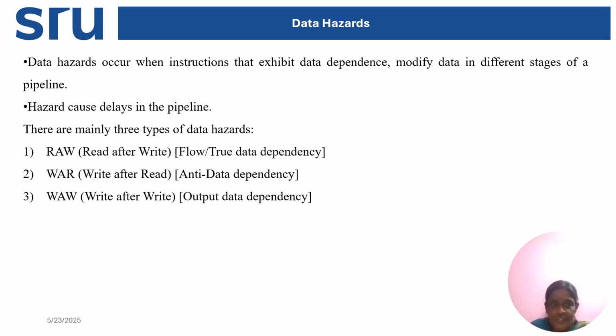So hazard causes delays in the pipeline. There are mainly three types of data hazards. Number one, RAW, read after write. This is flow or true data dependency, another name given to it. And then WAR, write after read, anti-data dependency. And the third one, WAW, write after write, output data dependency.